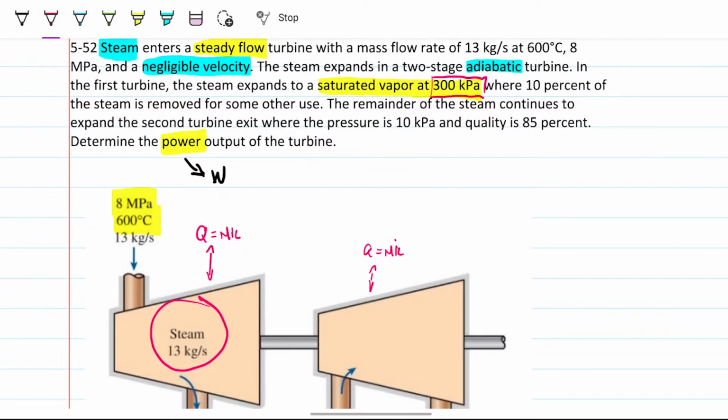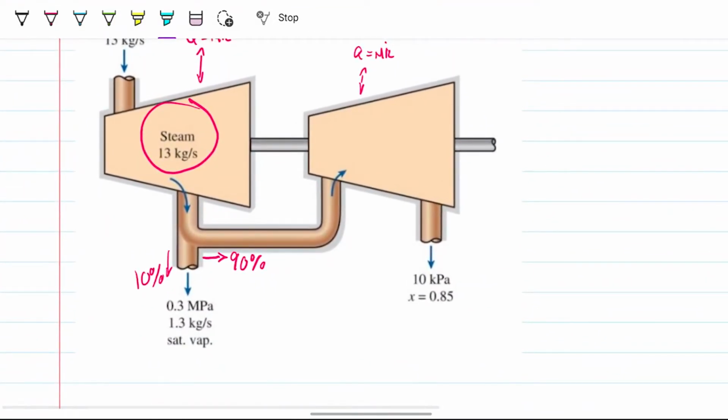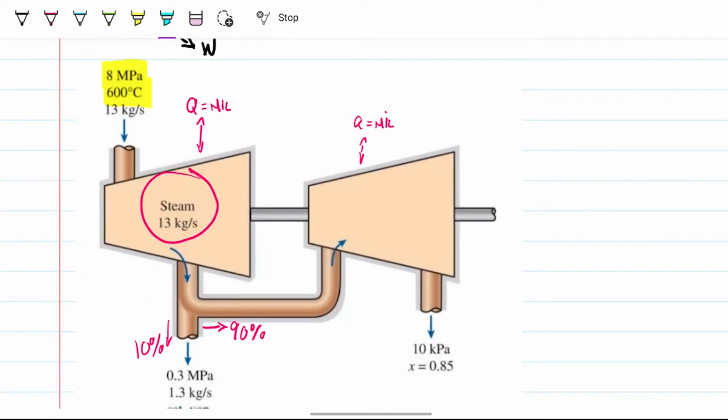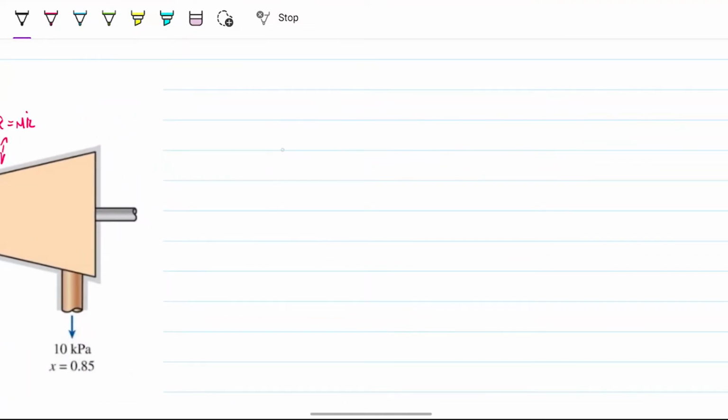The remainder of the steam continues to expand to a second turbine where the exit pressure is 10 kilopascals and the quality is 85%. So this is yet another valuable piece of information. We have the pressure and we know there's a quality. If there's a quality, there's a mixture, a saturated mixture. 85% is steam. The other 15% is liquid, right? Saturated liquid. So we have everything we need, right? Really. We have the two sets of properties of this guy here. We have the two things we need over here. And we have the two things we need for the first state. So as simple as that, we can start figuring out our problem.